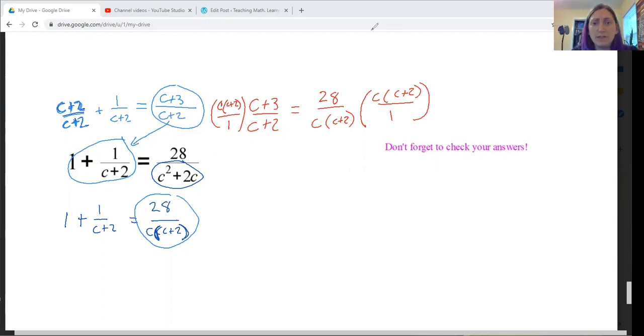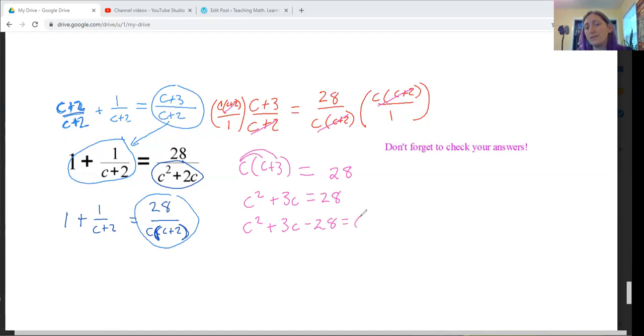Okay, well, let's see what we cancel. On this side, we obviously cancel this whole thing out. This side just turns into 28. And on this side, we cancel out our c plus 2's, and we're left with c times c plus 3. This is very doable. We can do this. We turn this into a quadratic really quickly. C squared plus 3c equals 28. And lo and behold, just subtract that 28 over here, c squared plus 3c minus 28 equals 0.